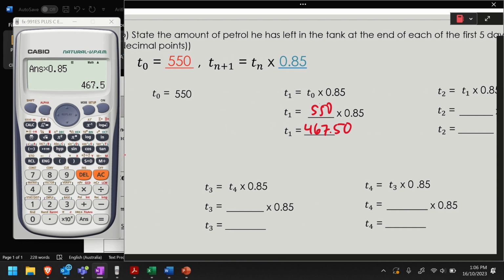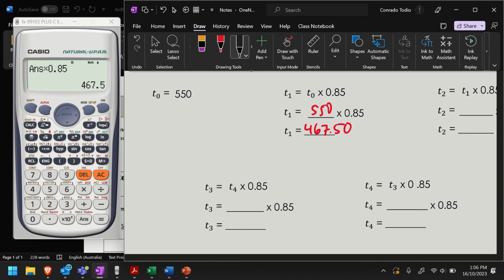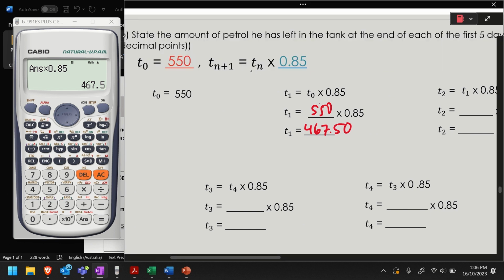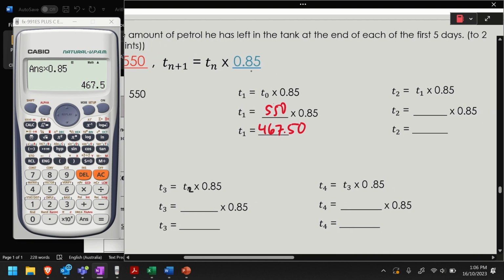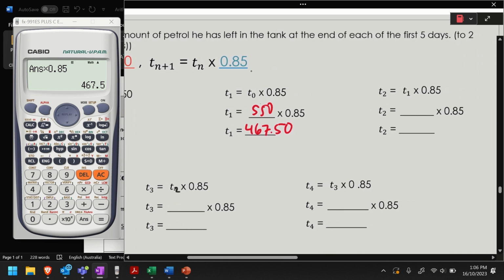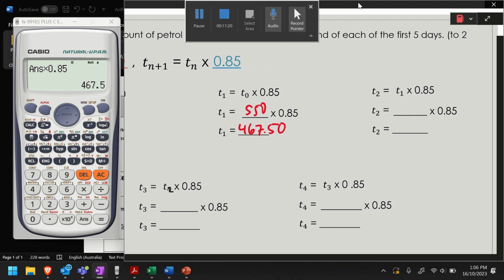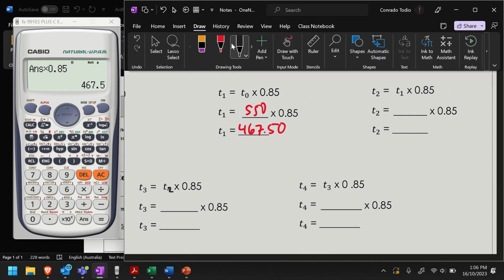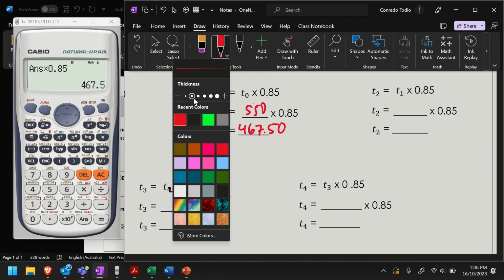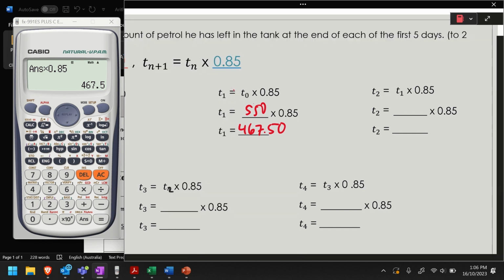Yeah, technically that should be T2, sorry. Good find. That is a typo. Yeah, yep. One at a time. So the next one is going to be T3. Just make this smaller. So 467.5 times 0.85, and it should give you the next number, which is 397.